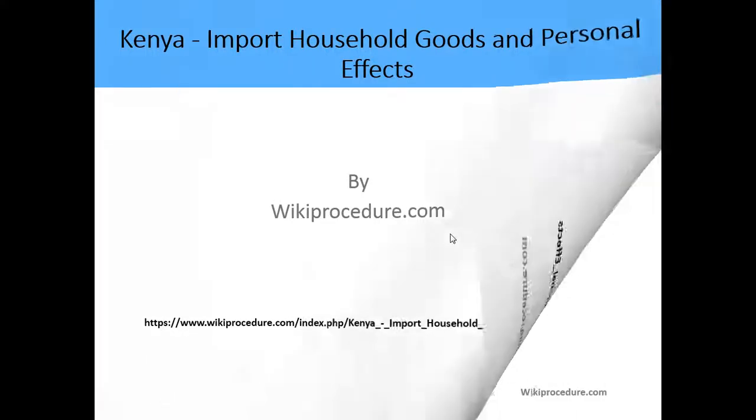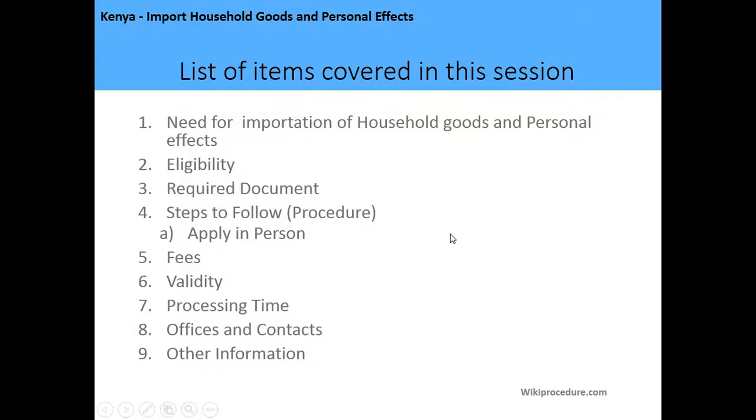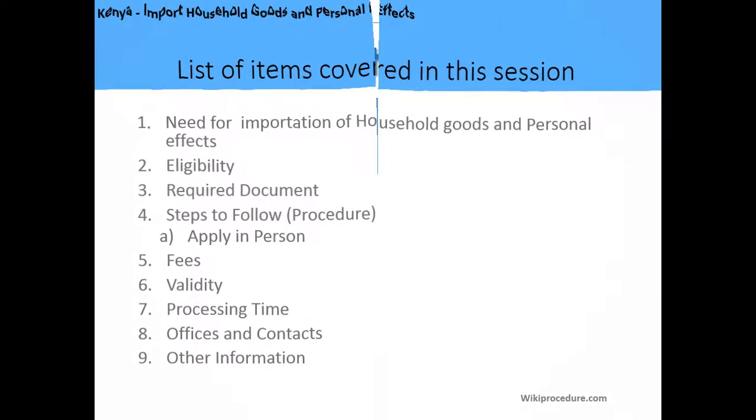The list of items which we are going to cover in this session include: need for importation of household goods and personal effects, the eligibility criteria, required documents, steps to follow in making the application, fees, validity period, processing time, offices and contact information, and other information which we may find relevant on how we can go about the importation process.